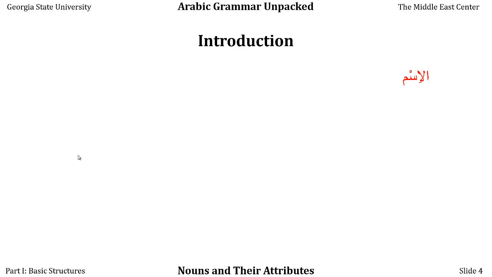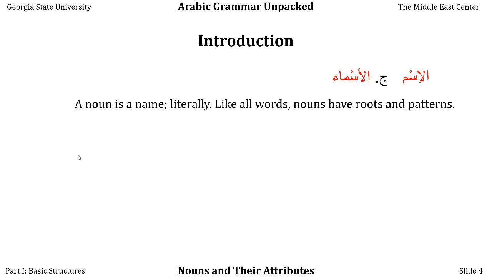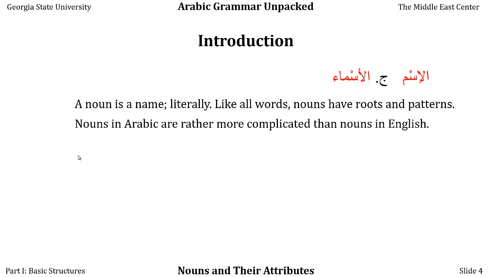Let's begin with nouns themselves. The word for noun in Arabic is ism, which you'll recognize as the word for name. A noun is a name, literally. Its plural is asma. Like all words, nouns have roots and patterns. In fact, the word noun in English is distantly related to the word name as well.